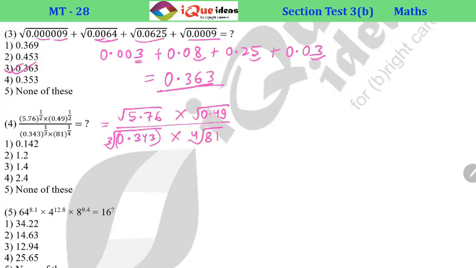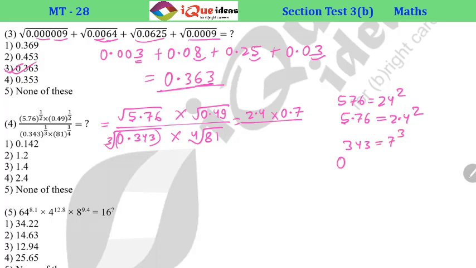Now how do we do it? Let's see. We know that 576 is the square of 24. So 5.76 will be the square of 2.4. So the square root of 5.76 will be 2.4. Similarly, 49 is square of 7. So the square root of 0.49 will be 0.7. Then in the denominator, 343 is actually 7 cube. So 0.343 will be the cube of 0.7. So cube root of 0.343 will be 0.7.